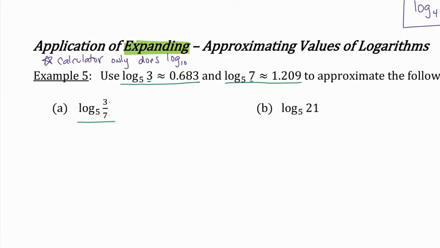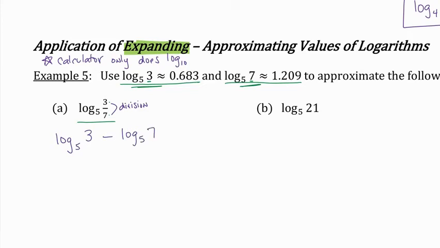So if I know 3 and I know 7, it would make sense that I'd be able to find 3/7. And the way we can do that is we can expand this expression so that it is in terms of these ones that we know, okay? So if I've got log base 5 of 3/7, that's division, right? This right here is division. So I can expand that to subtraction. So I'm going to change this to log base 5 of 3 minus log base 5 of 7.